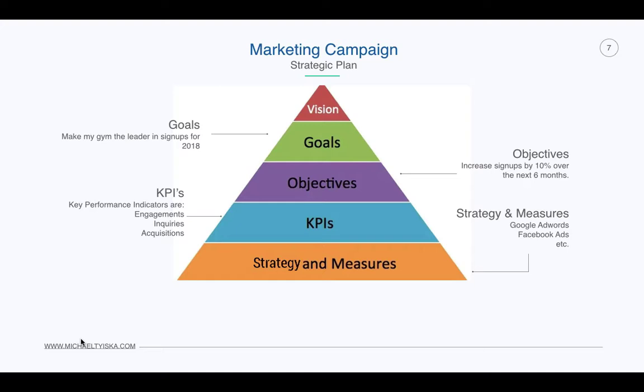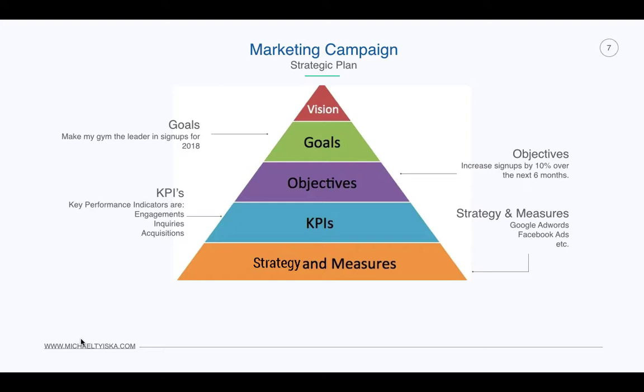The KPIs are the measurements, the key performance indicators that you want to use to measure whether or not your objectives are being met. So in our case, what are the key performance indicators that we want to measure? Those would be engagements, inquiries, and acquisitions. You want to first see how many people you're engaging with, because if it's a funnel, the more people you engage, the more people are going to be interested and ask you more questions about what you've got. And the more people who ask questions, the more likely they are to make a purchase.